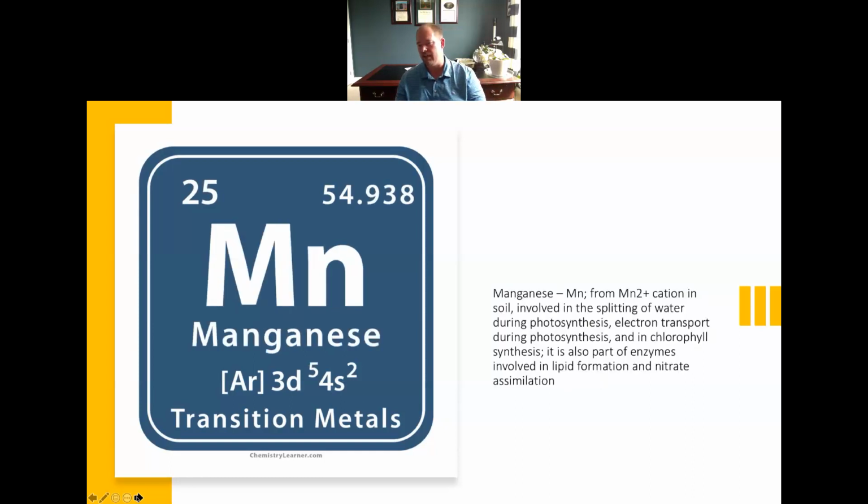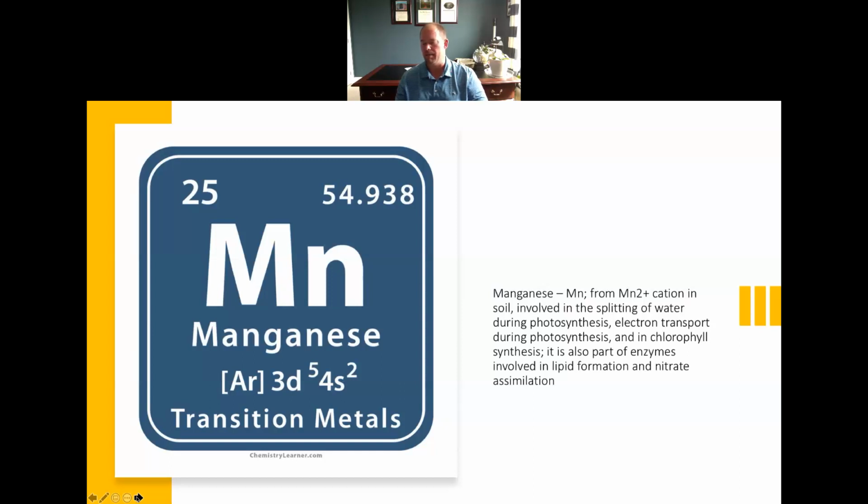Next is going to be manganese. So we often focus on iron, but if we focus on iron, we should also focus on manganese. This is going to be in again a 2 plus cation form coming from the soil. It's basically involved in the splitting of water during photosynthesis and the electron transport during photosynthesis, and it's also involved in chlorophyll synthesis. It's involved, as part of many of the enzymes involved with lipid formation and nitrate assimilation.